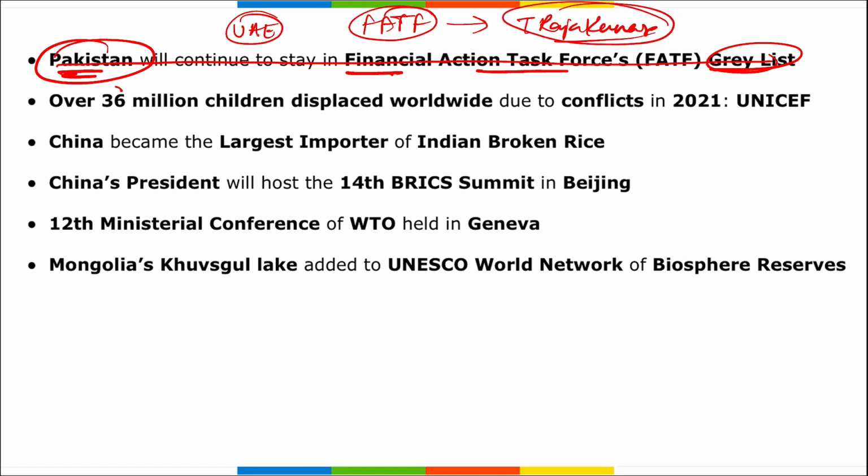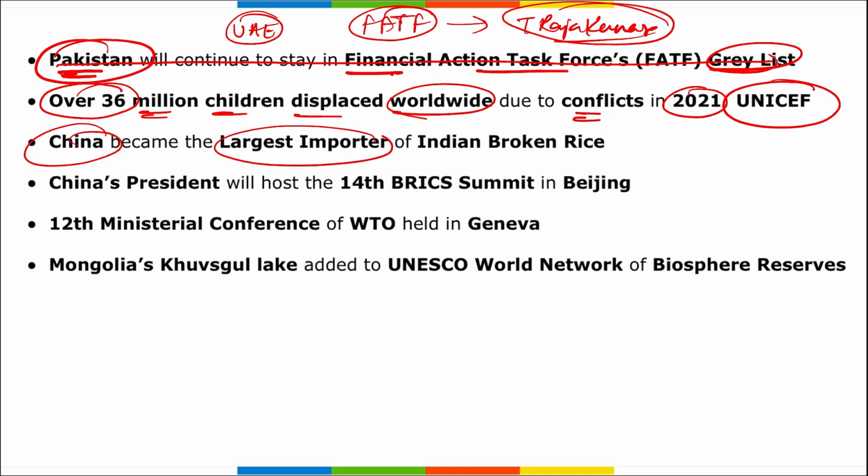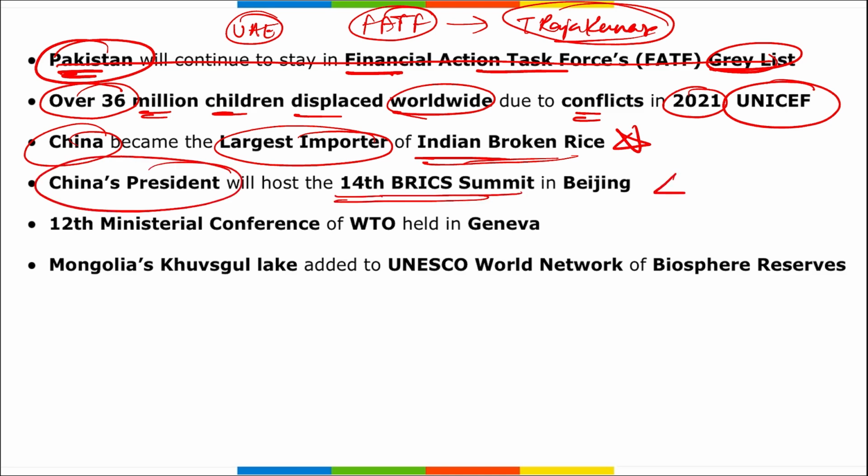Over 36 million children were displaced worldwide due to conflicts in 2021 as per UNICEF's report. Then China became the largest importer of Indian broken rice. Important. China's president will host the 14th BRICS summit in Beijing. Mark this. The 12th ministerial conference of WTO was held in Geneva.